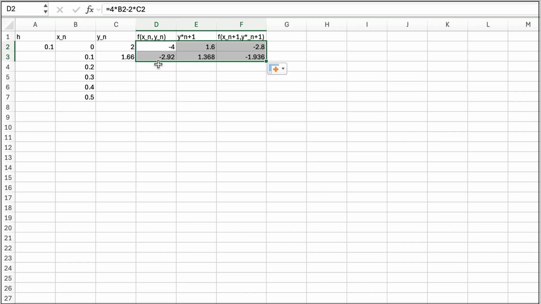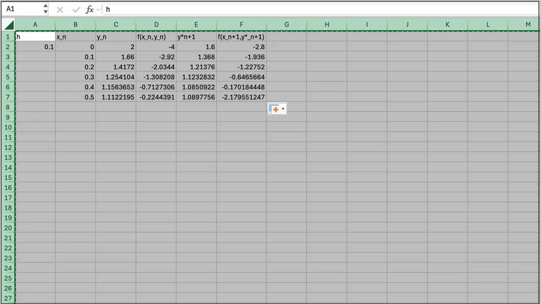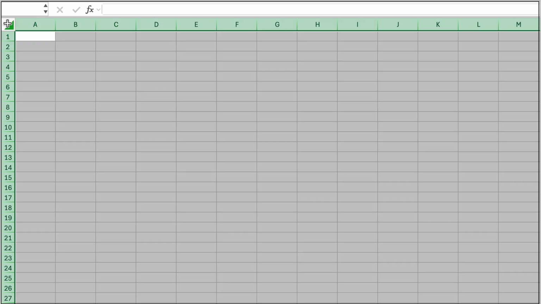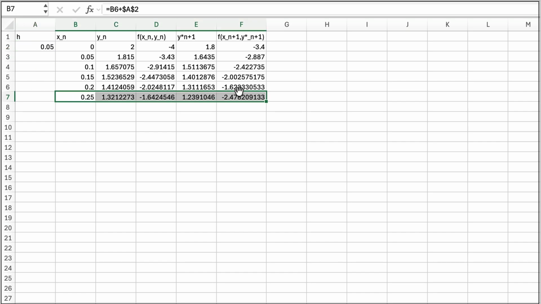I'm going to drag all these formulas down, and we'll have an approximation for y of 0.5. It's about 1.1122. Now I'm going to do all that same stuff again with a new step size, and then we'll start to look at error. So I'm going to change the step size to 0.05, and then I need new formulas.